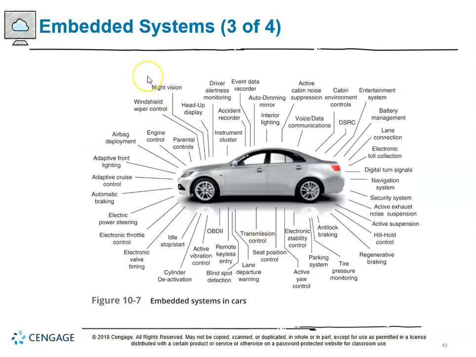So this is the slide I was just referring to about all the embedded systems that you might find in an automobile. It fills up the slide here. You've got an idle system, you've got cylinder deactivation, you've got blind spot detection, you've got lane departure warning, you've got seat position control, active yaw control, which determines which way the car is pointing and can detect an unsafe condition or angle with respect to the road. Night vision, driver alertness. As you can see, it's a rather extensive list of how embedded systems have made it into our automobiles.